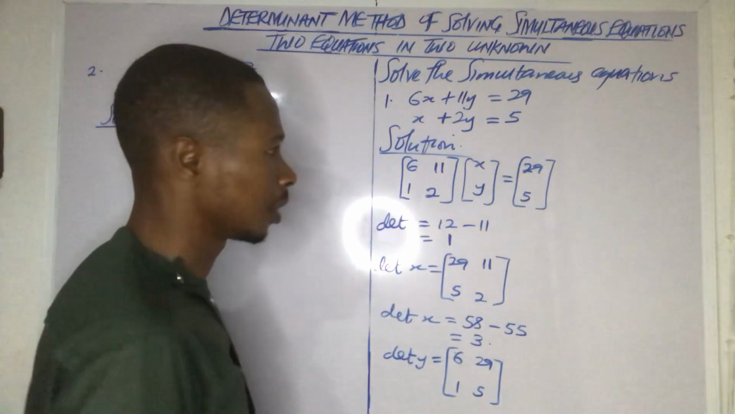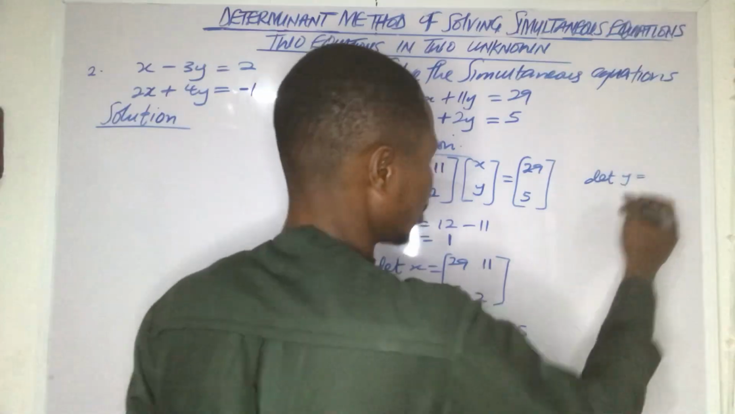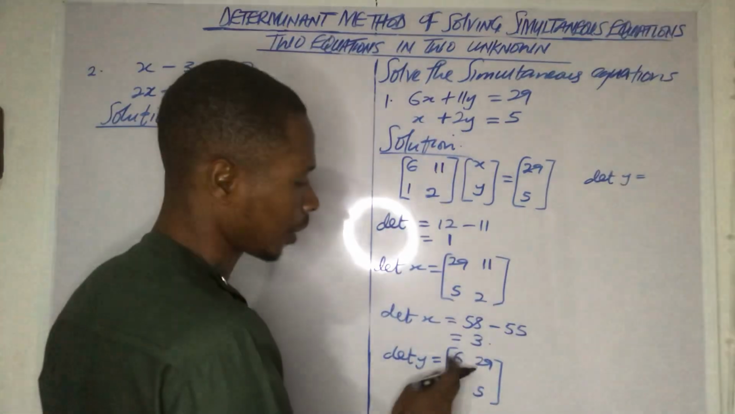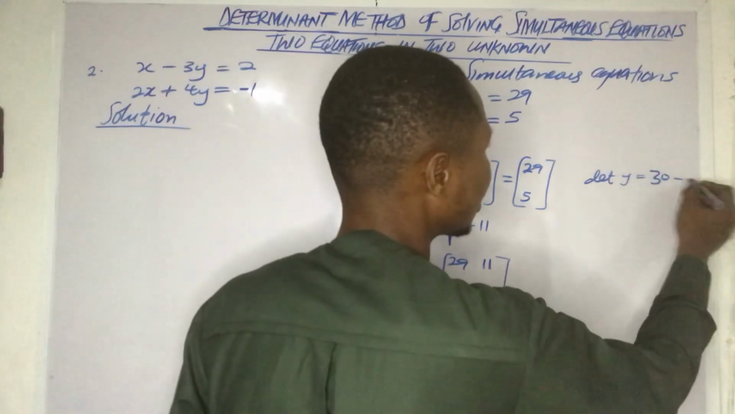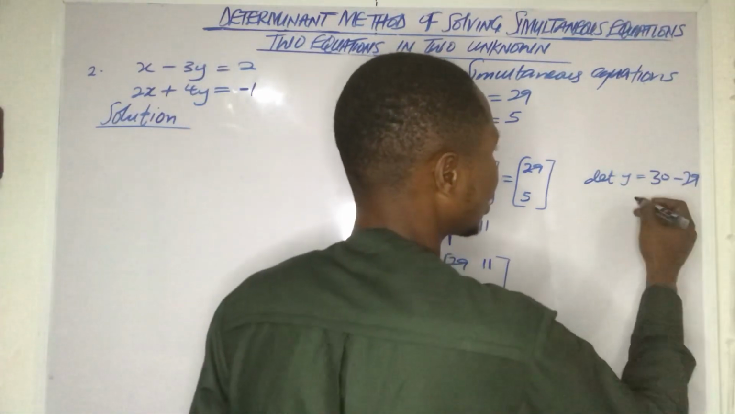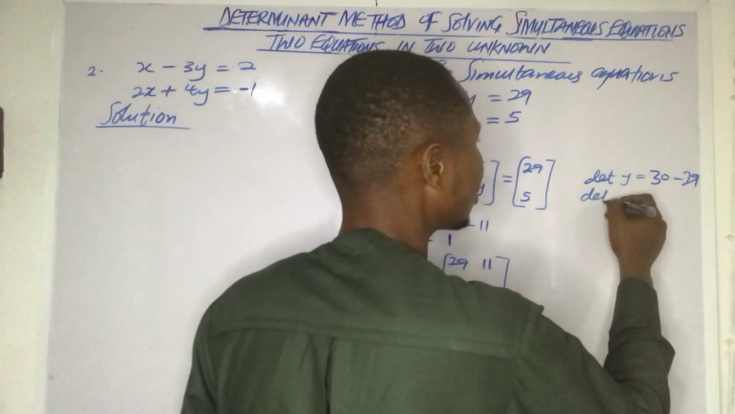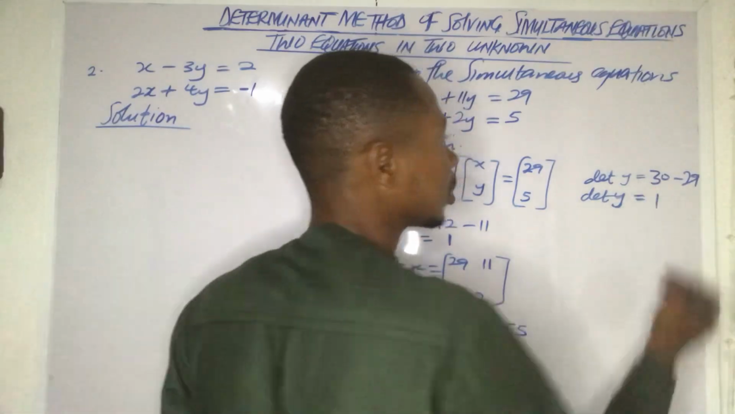Then find your determinant. So my det y will now be equal to this multiplied by this, 6 multiplied by 5, that's 30, minus 29 times 1, that's 29. So if I subtract now, my det y will be equal to 1.